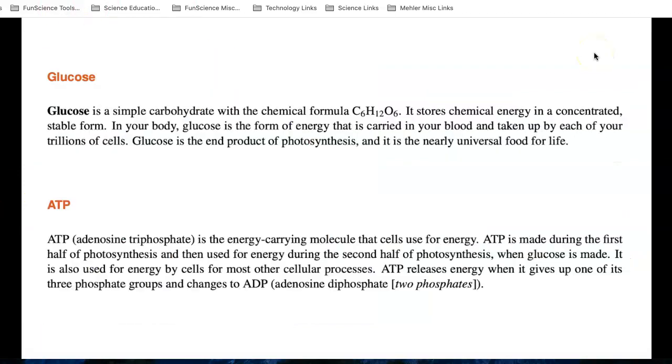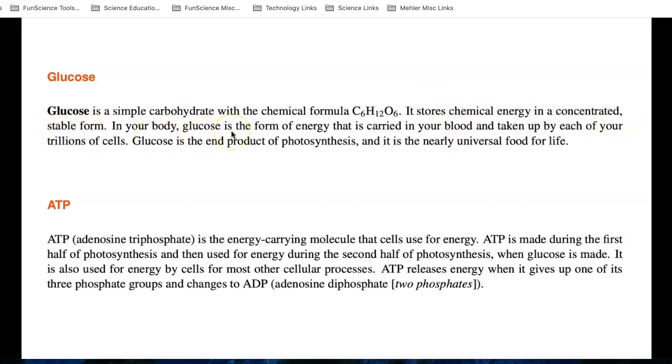There are two energy-rich molecules that we're going to talk a lot about in this chapter and really in our course. And the first one is glucose. Glucose, because it ends in OSE, is also referred to as a sugar or a simple carbohydrate. And notice its chemical formula, C6H12O6. Again, those elements, carbon, hydrogen, and oxygen, are in all life. And the important thing about glucose is it stores energy in a concentrated and stable form.